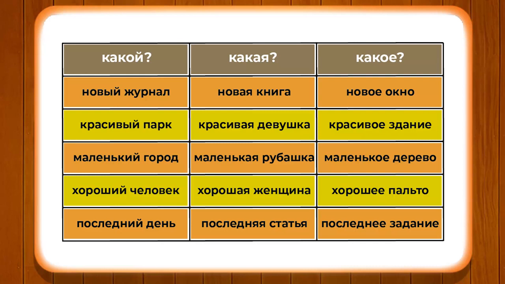Here you have seen a particular example where the same adjective changes as per the gender of the noun. For example, новый журнал. But in case of книга, it changes into новая. In case of neuter gender, окно, it changes into новое. So новый, новая, новое. The meaning remains the same, new. But as per the requirement of the ending of the noun, it changes.